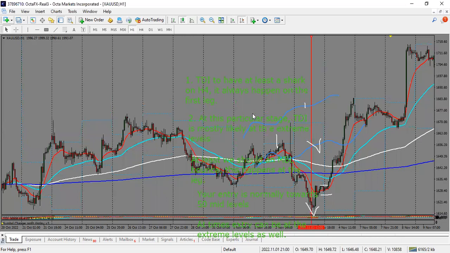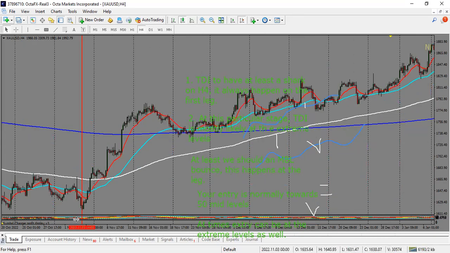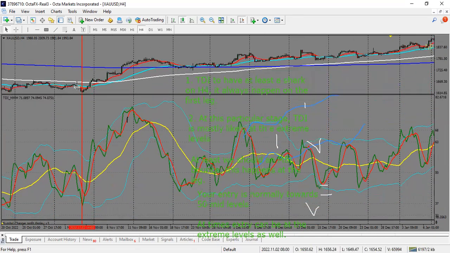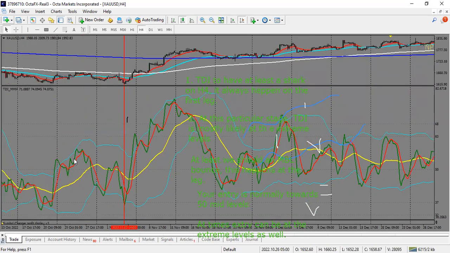Okay. All right. So this is our first leg, right? So let us go and take 4 hours and see, can you see it on 4 hours? Is TDI at the extreme levels? Let's check. Does it give us a shark fin? Yeah, it did give us a shark fin. So we've confirmed that, okay, good, this looks like peak formation. Trade for us.